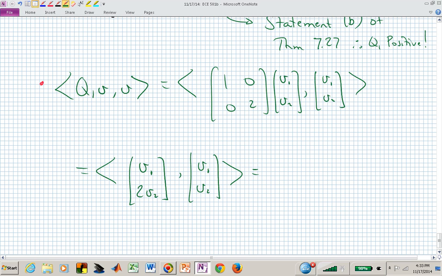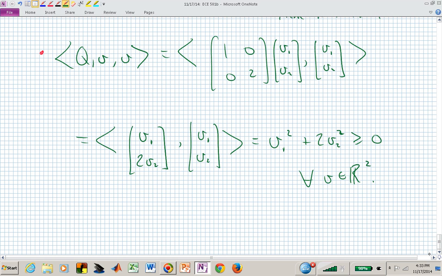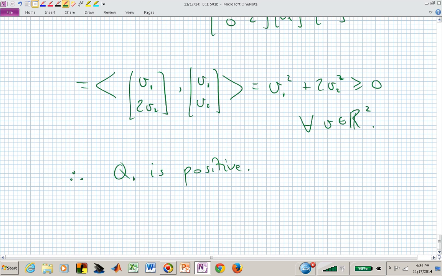Now the Euclidean inner product says that I have v1 squared plus 2 v sub 2 squared, and that's non-negative for all v, let's say in R2, which now that's from the definition of a matrix or an operator being positive. We showed that it was self-adjoint, and we showed that it satisfies this inner product relationship. So Q1 is positive.